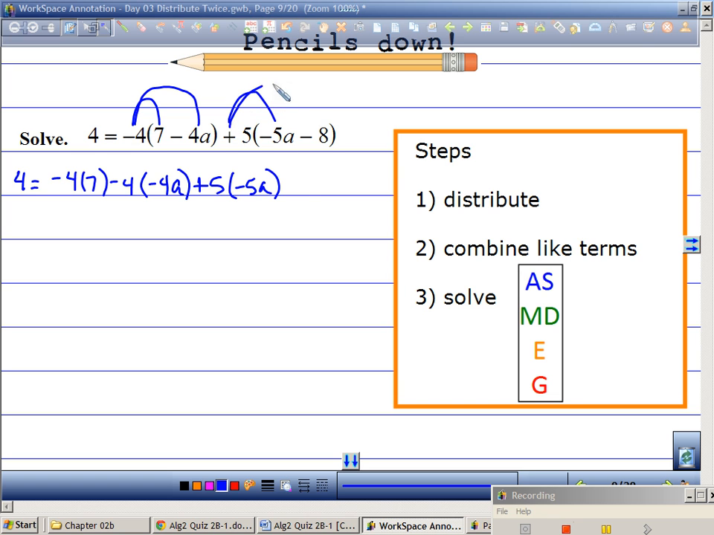If this is becoming monotonous or you're bored, that's a good thing, right? Positive 5 times negative 8 is negative 40. So let's simplify. I have negative 28, positive 16a, negative 25a.